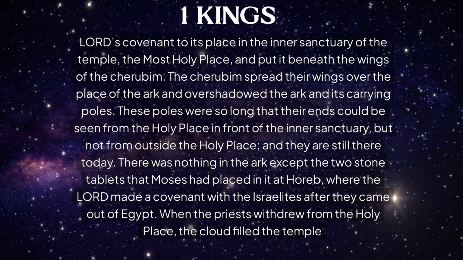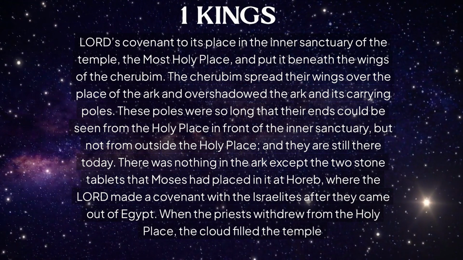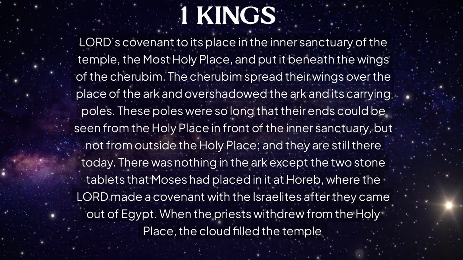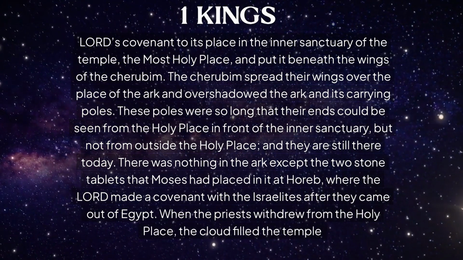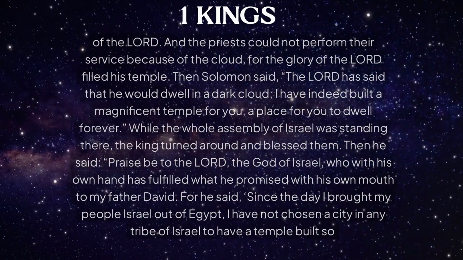There was nothing in the ark except the 2 stone tablets that Moses had placed in it at Horeb, where the Lord made a covenant with the Israelites after they came out of Egypt. When the priests withdrew from the holy place, the cloud filled the temple of the Lord.